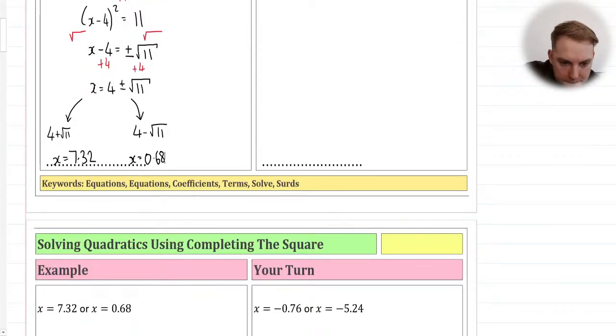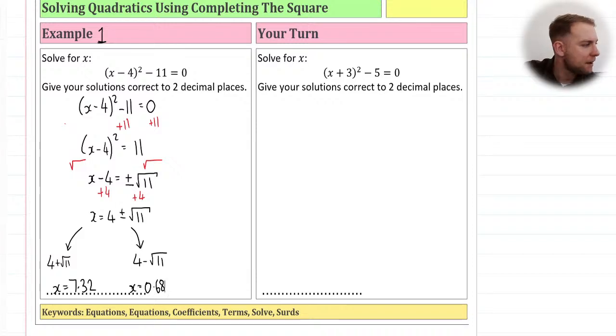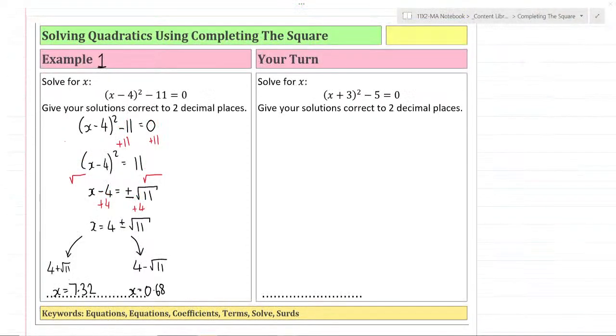Just check that. Brilliant. All right, have a little go at that question on the right-hand side.